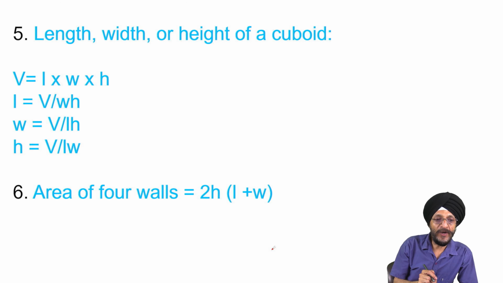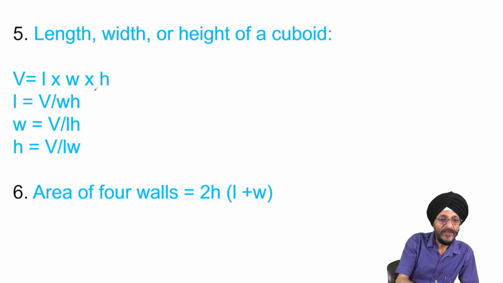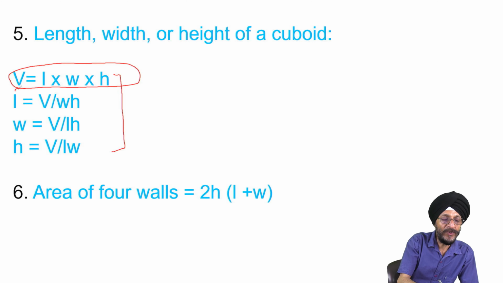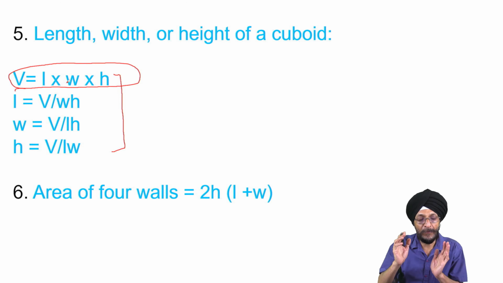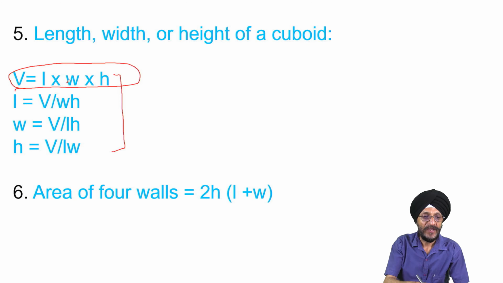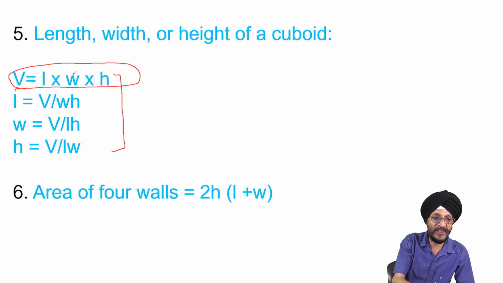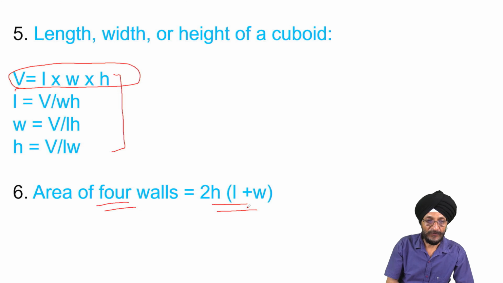And to find out the length, width or height of a cuboid, we can use these formulas, where we are to simply remember the formula of volume. Volume is equal to length multiplied by width multiplied by height, and when any two items are given, we can calculate the third item. And to calculate the area of four walls, we can also use this formula.